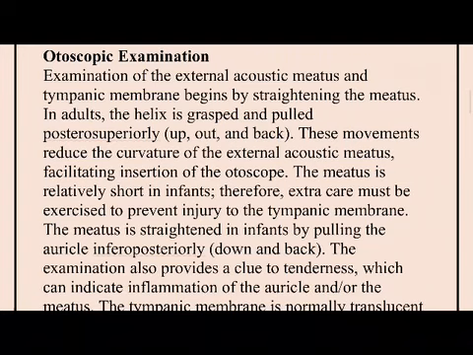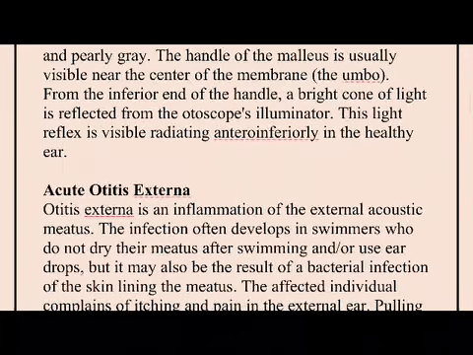When you examine the ear, what happens? You have a clue to why there is tenderness, that's why there is pain. It could also make you appreciate why there's inflammation of the auricle or the meatus. The tympanic membrane is normally translucent and it appears pearly gray. The handle of the malleus is usually visible near the center of the tympanic membrane. That's the structure I call the umbo.